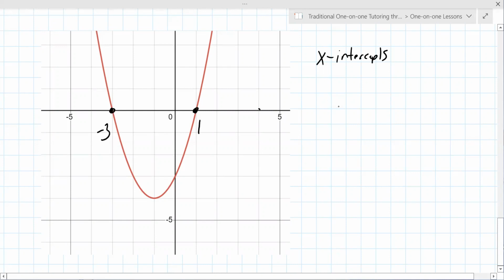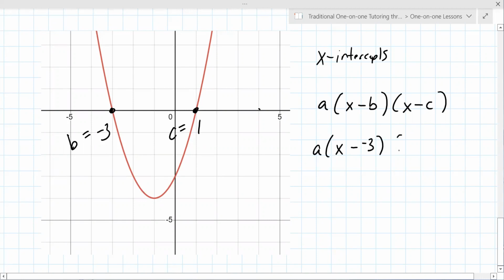Okay. So in factored form, it's a(x minus b)(x minus c). Let's call b -3 and c equal to 1. The order doesn't matter, so this would be x minus (-3), x minus 1. Is that okay? Okay, so this becomes x plus 3.